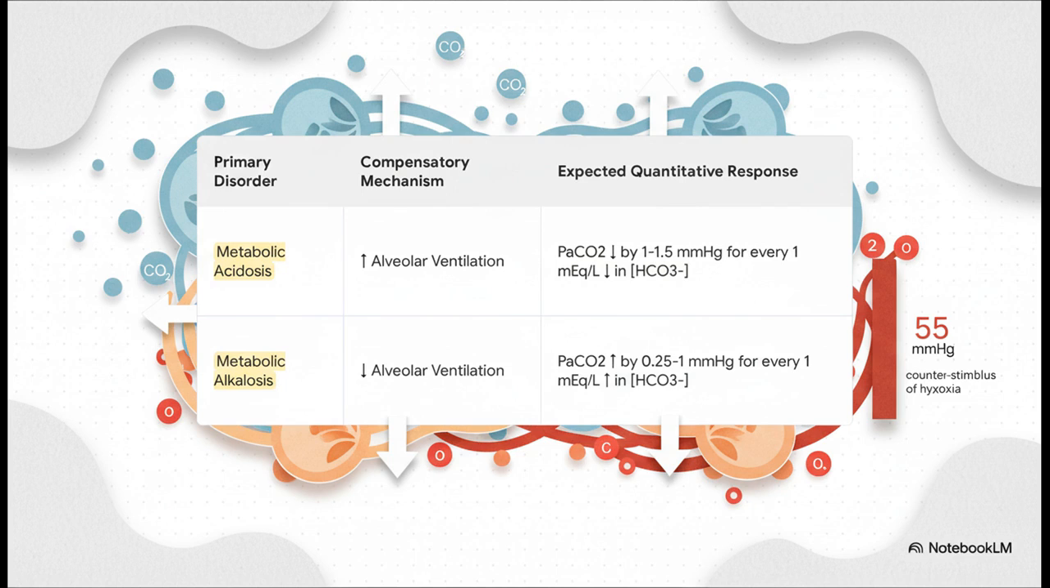But take a look at metabolic alkalosis. That response is way less reliable. The drive to slow down breathing is limited because, well, the body won't let itself become dangerously hypoxic. So PaCO2 rarely rises above 55 mmHg as a compensatory move.